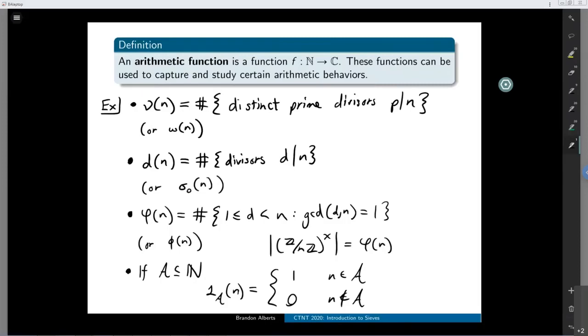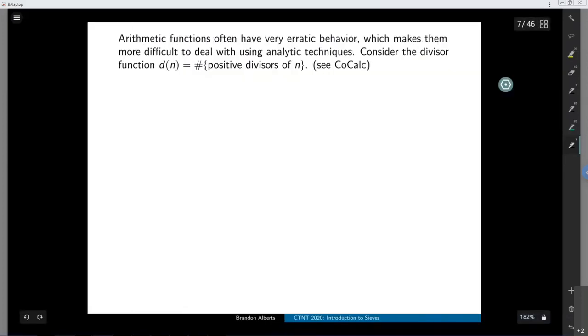All right. So let's pick one of these functions, look at it a little bit more in depth. We're going to look at the divisor function. So this, again, is the number of positive divisors of n. And in a second, I'm going to pull up CoCalc, which is the online SAGE calculator, to show you some pictures about what this function sort of looks like. So before I pull up that picture, let's say a few things that we know about this function.